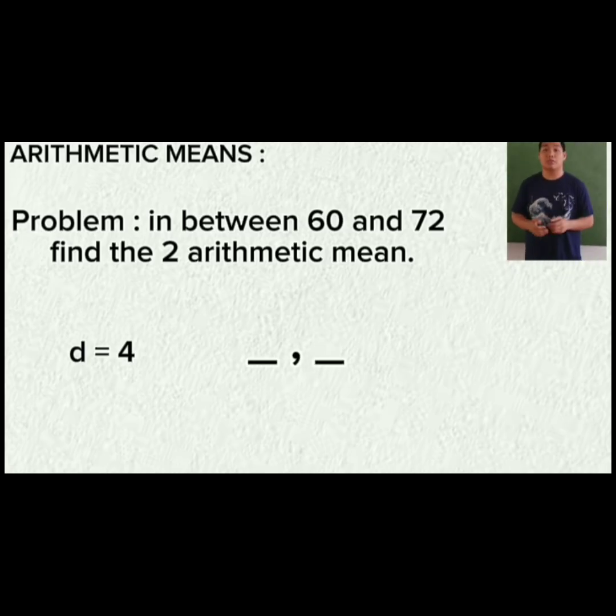Now let's add: 60 plus 4 is 64. 64 plus 4 is 68. 68 plus 4 is 72. The problem stated the arithmetic means are in between 60 and 72, so they must be 64 and 68.